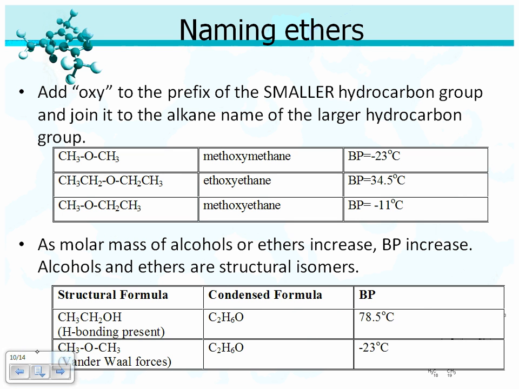As the molar mass of alcohols or ethers increases, the boiling point increases. And then what ends up happening is your alcohols and your ethers are actual structural isomers of each other. So remember what a structural isomer is. It means you have the same formula, but the way that the bonds are arranged are different.